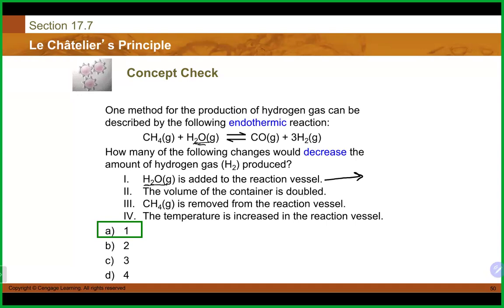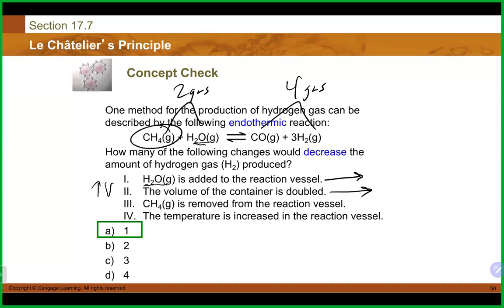The volume of the container is doubled, so my volume goes up. That means I need more gas molecules to fill that larger volume. In this case, we have 2 gas molecules there, and here we have 4 gas molecules. That is also going to cause the equilibrium to shift to the right. That once again will not decrease my H2, it's actually going to increase my H2.